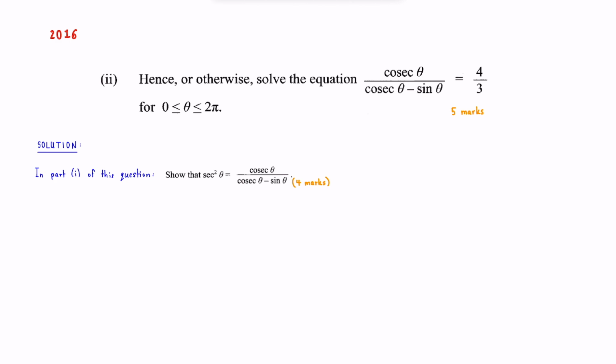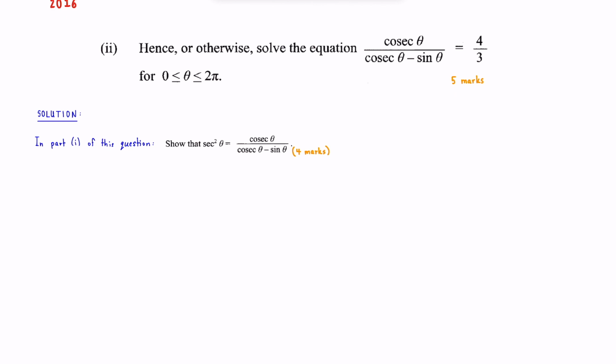Okay, in 2016, we have two parts that were related. So in part 1 of the question, they ask us to prove this identity. And we know that it is related to part 2 because the right-hand side of this identity is the same as the left-hand side of this equation. And that is very, very convenient for us because we can simply substitute this entire thing for sec squared theta. So that's the first thing we're going to do.